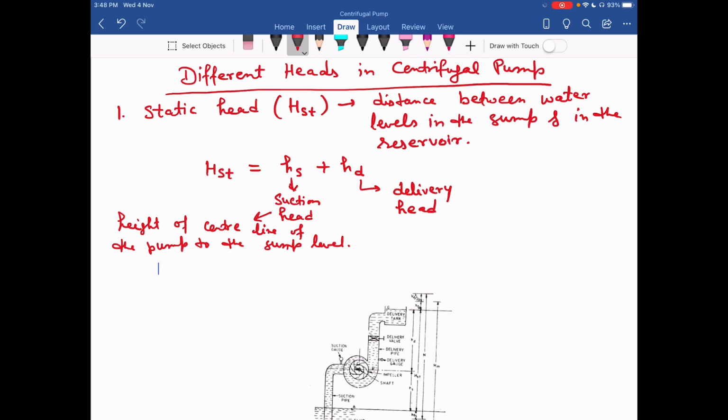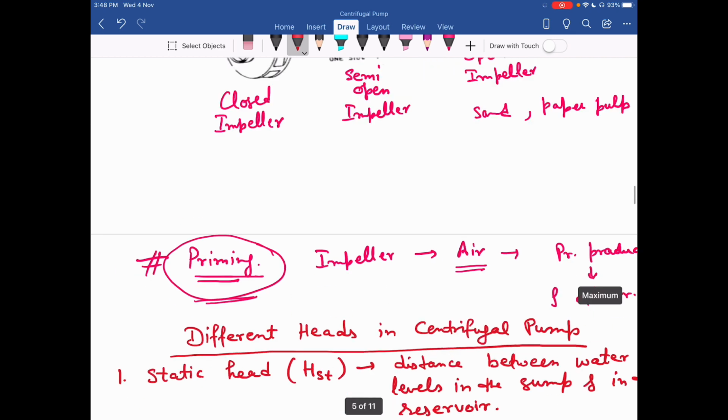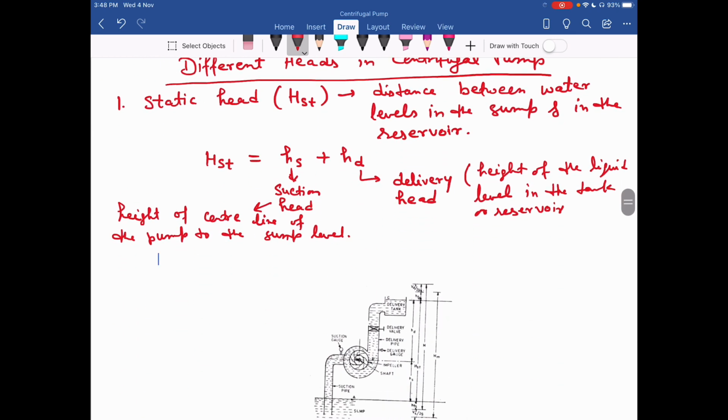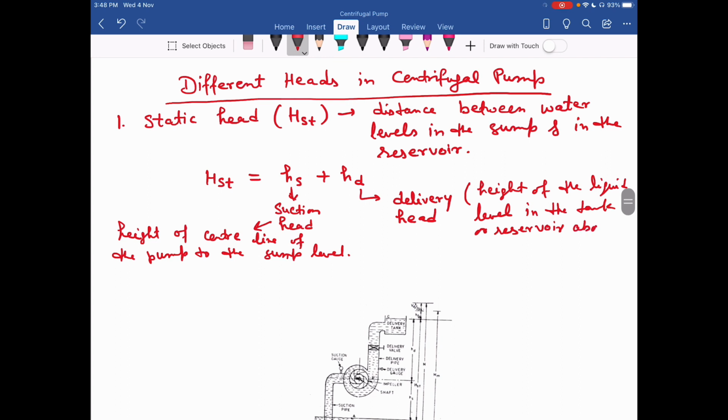And delivery head is the height of the liquid level in the tank or reservoir above the center line of the pump.